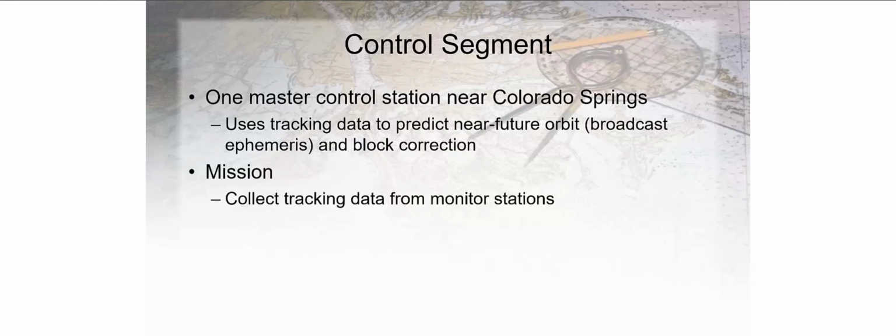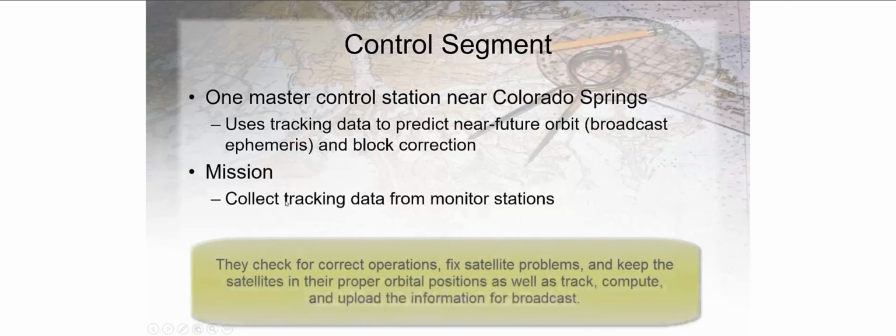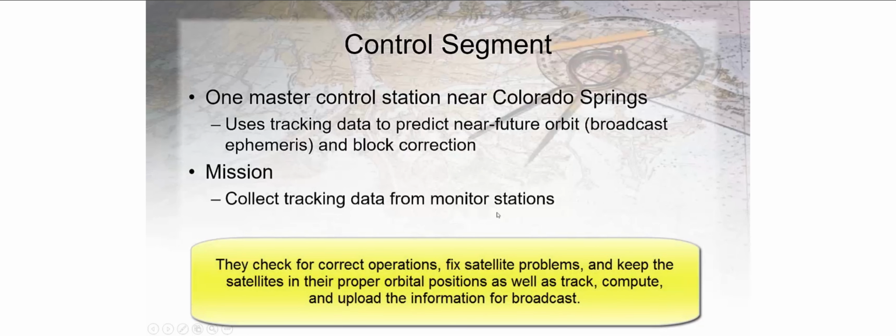The control segment has one master control station near Colorado Springs. It actually is at the 50th Space Wing of the Air Force. It uses the tracking data to predict the near future orbit, or the broadcast ephemeris as it's known, and the block corrections. In other words, the corrections that it has to do for these satellites. Every once in a while, it'll have to actually move a satellite back into orbit. They get pushed out of orbit because of solar activity, and we'll talk about that later. The mission of this control segment is to collect the tracking data from the monitor stations, compute the orbit and clock parameters, and then upload those and maintain those satellites. In other words, keep them in orbit.